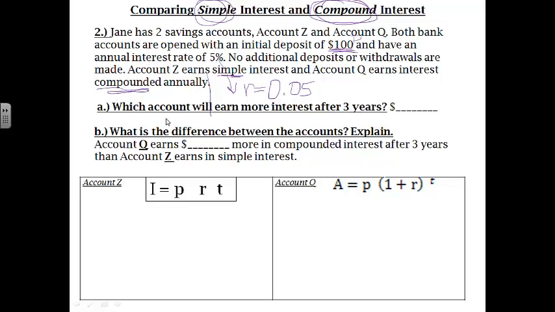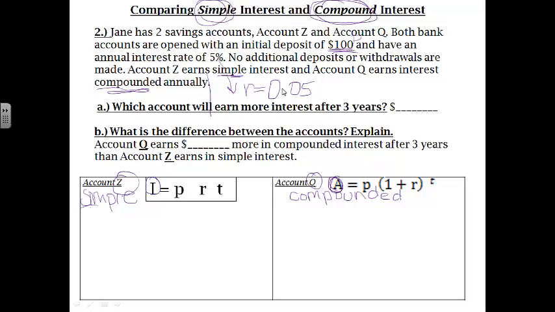Sorry. Okay, so right here, Z is going to be our simple, and I already put the formula down here for you because we're trying to find I for this. And this one, Q, is going to be represented by compound interest, so compounded annually. Okay, so let's calculate this. So pause me. I want to see if you can do simple, and I want to see if you can do compound interest, and let's see what you get. So pause me. Okay, good.